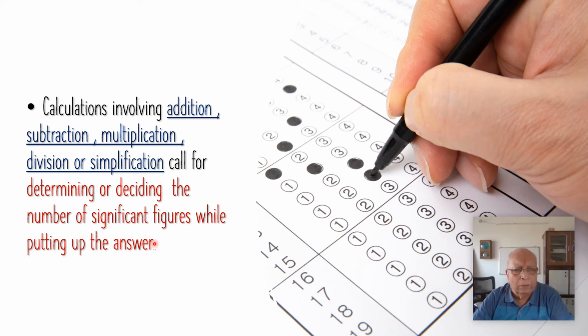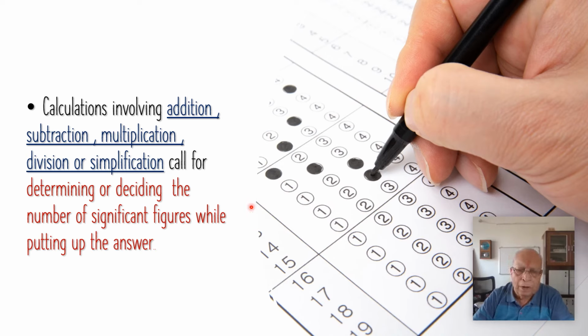Calculations involving addition, subtraction, multiplication are deciding the number of significant figures while putting up the answer. Now here, this is important: determining or deciding the number of significant figures while putting up the answers. Sometimes we need to round up, maintaining the precision of the number or the answer which you are putting up. So we shall go to different examples and consider the principles for such calculations.